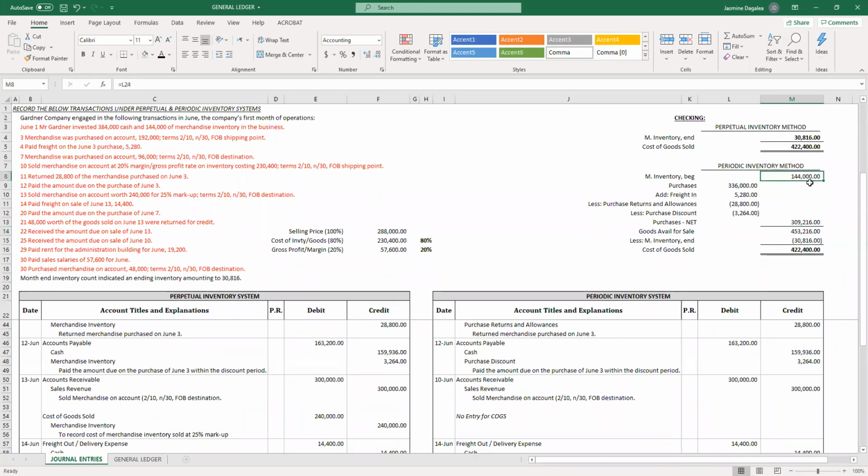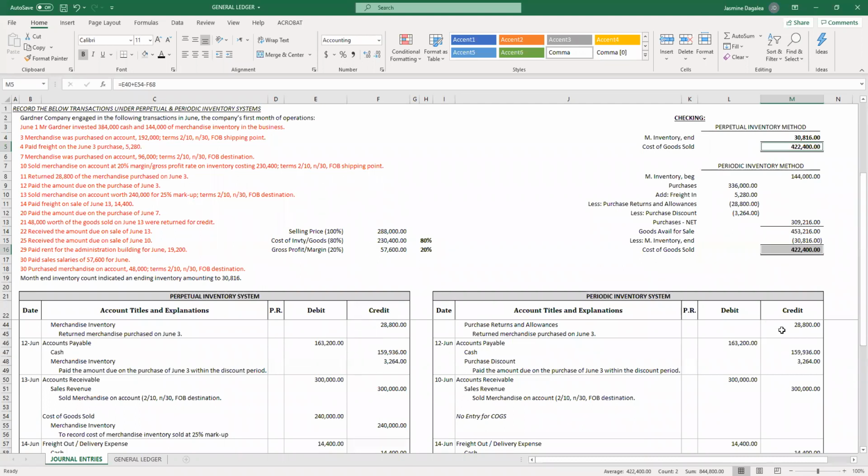So if you add 144,000 beginning balance plus net purchases, your goods available for sale is 453,216. So given in the problem, your ending inventory is 30,816, and given din sa perpetual inventory system, you were able to determine the ending inventory as 30,816. So you deduct goods available for sale minus ending inventory, 30,816. So your cost of goods sold is 422,400.